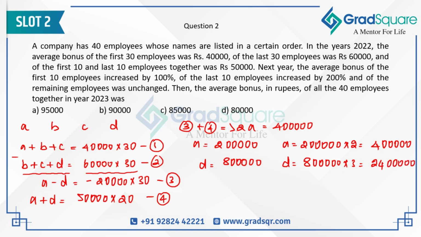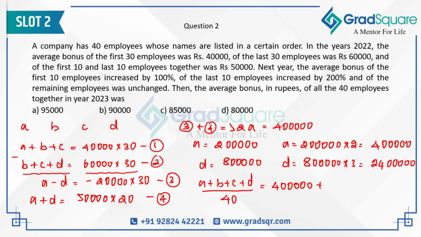And the bonus of the remaining people remains unchanged. So that means A plus B plus C plus D, the average bonus in the year 2023, is going to be how much? 4 lakh plus B and C remain unchanged. So if I take A and substitute in the first equation, B and C will become what?